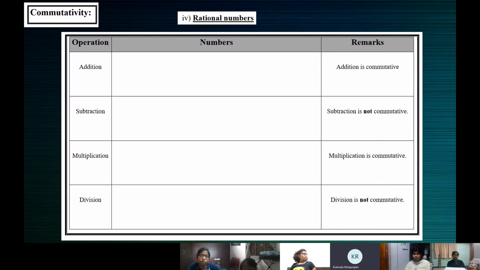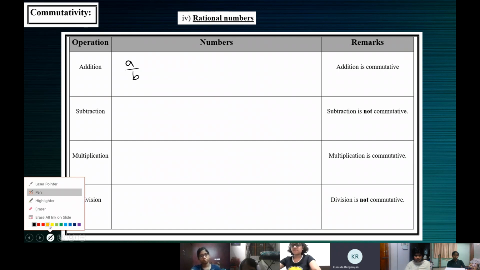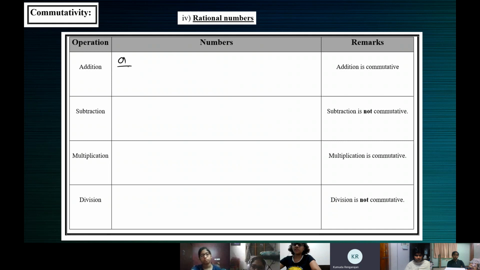Somebody tell me, if I say rational numbers are commutative under addition, what do we mean by that? Okay, A by B is a rational number. I can even say A is a rational number, but supposing I say I have two rational numbers, A by B and C by D. Use this and tell me. Commutativity means what? Adding them in. Yes, Swati? When adding rational numbers in different orders and with the same number.